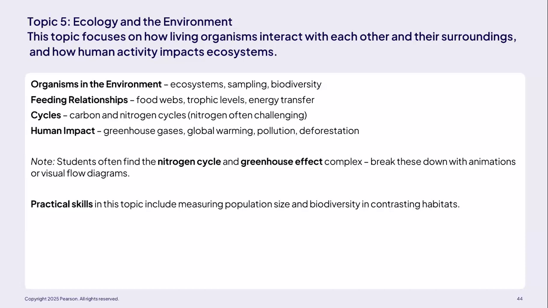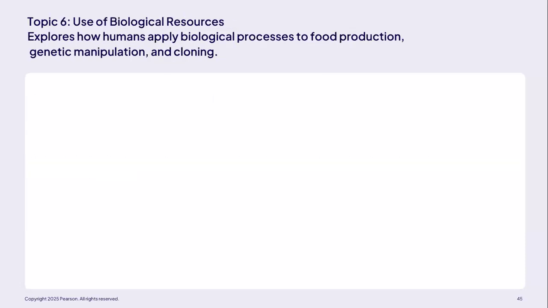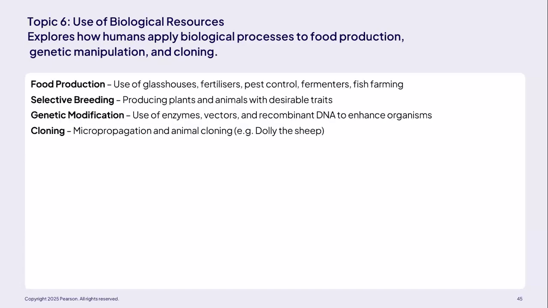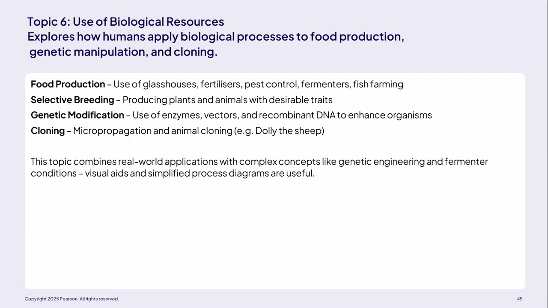And practical skills include some ecology skills, measuring population size and biodiversity in contrasting habitats. And then we move on to topic 6, which is the use of biological resources. And we look at food production, selective breeding, which has gone on for many, many years, genetic modification, which is a newer idea, and cloning. So it combines real-world applications with complex concepts such as genetic engineering and fermenter conditions. And visual aids and simplified process diagrams can be useful.